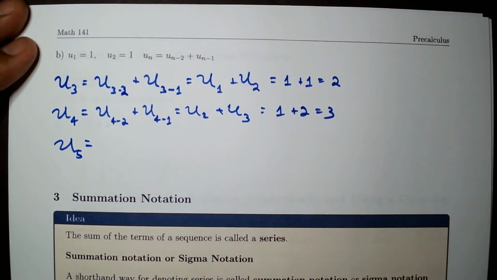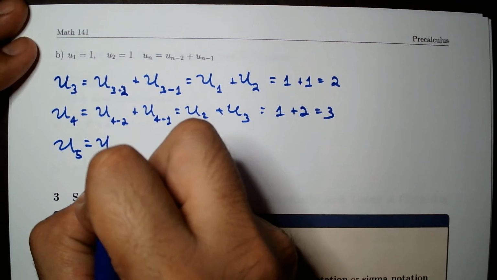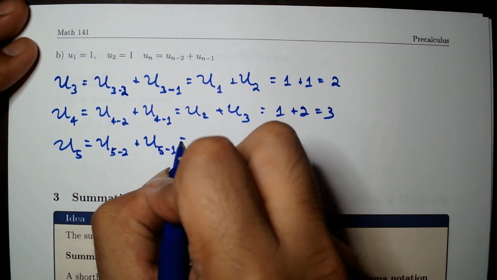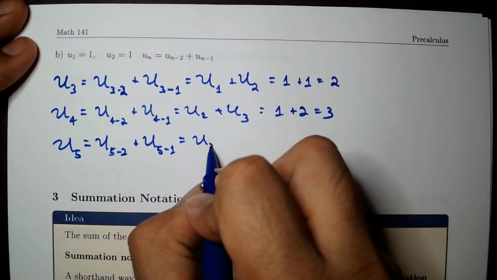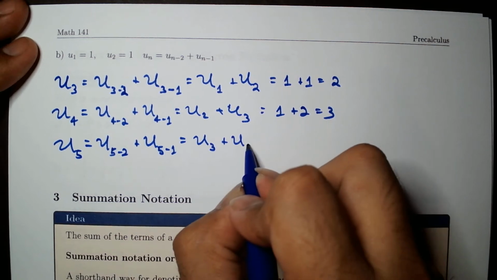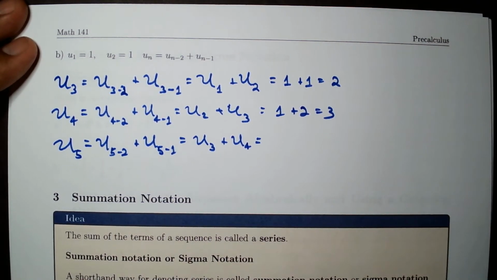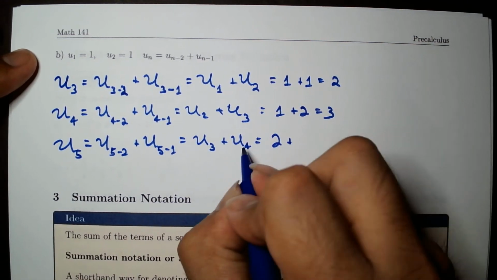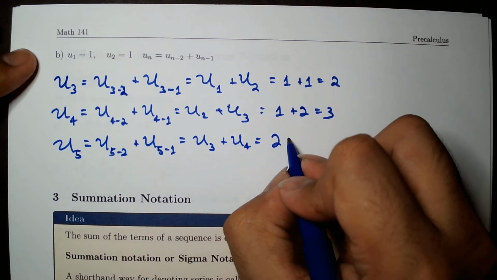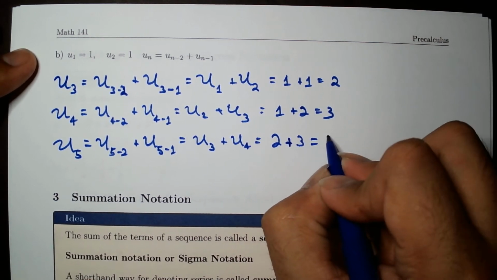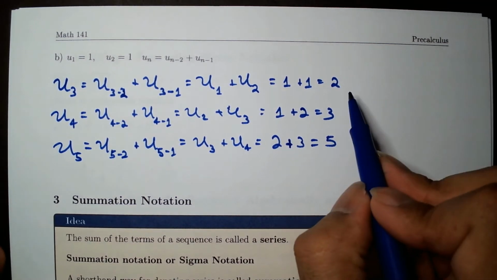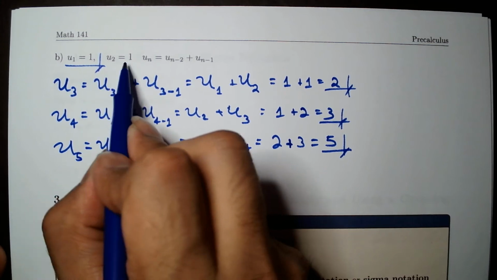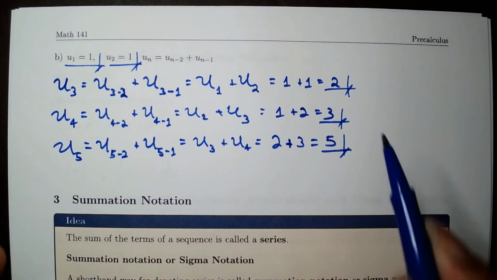u5, last of the sequence, is u subscript 5 minus 2 plus u subscript 5 minus 1. 5 minus 2 is 3, 5 minus 1 equals 4. So in this case, u3, which was found a couple of steps before, that's 2, plus u4, which was found in the previous step, 3. 2 plus 3 equals 5. So those are the remaining terms, the first one, the second one, third, fourth, and fifth.